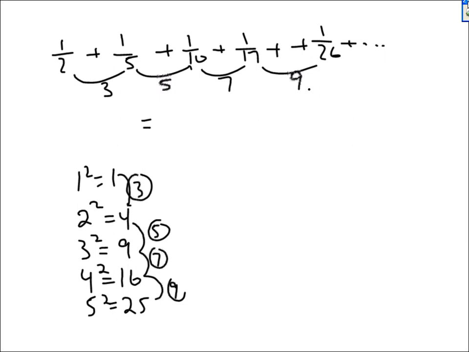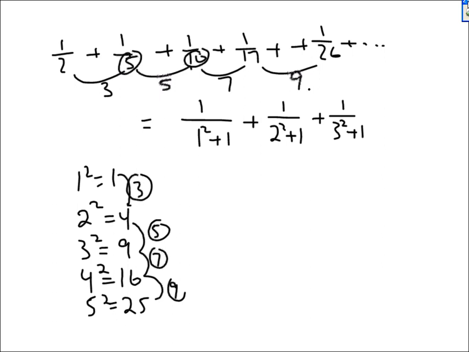The bottom is 1 over 1 squared, which is 1, but I want 2. So I add 1. 1 over 2 squared, that's 4, but I want 5. So I add 1. I'm always going to add 1. 1 over 3 squared is 9. Add 1. That's 10. And so on. Okay. So A sub n is 1.